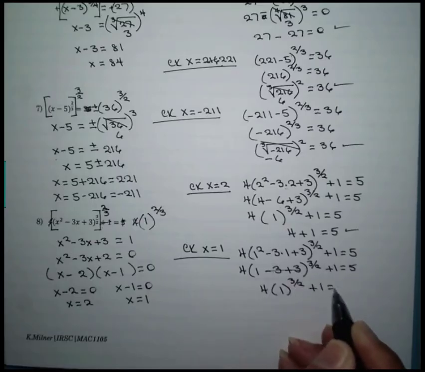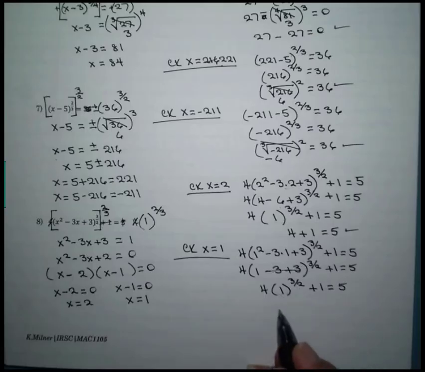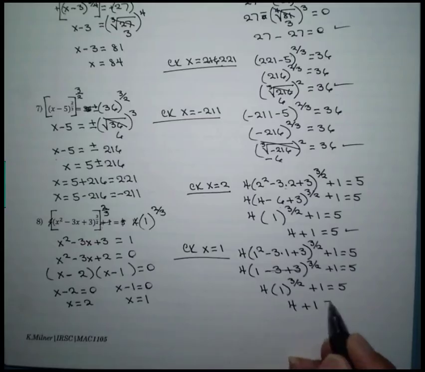Plus 1 equals 5. And once again, 1 raised to any power is just 1. So this is 4 times 1 plus 1, and that is going to equal 5. And that solution also checked.